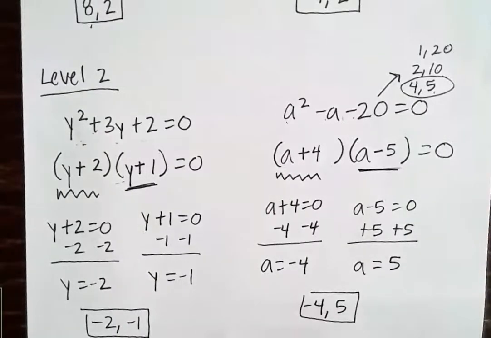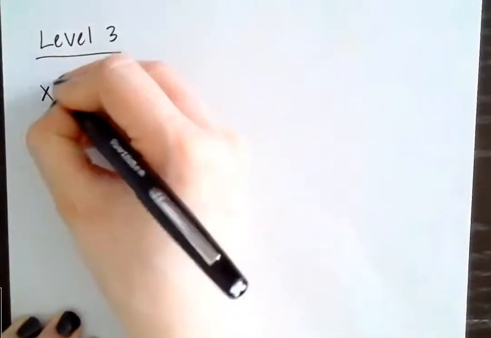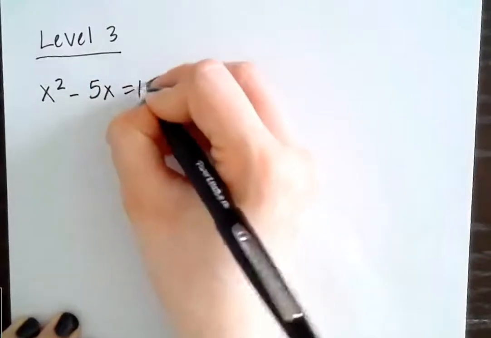Beautiful. Okay, 2 more problems, and we're going to call these level 3 kind of problems, okay? So we're going to add one more little step to our... here we go, this will work, okay. So we'll call these guys level 3. So this time you're going to get an equation like this, x squared minus 5x equals 14.